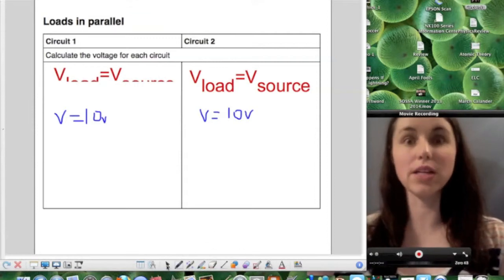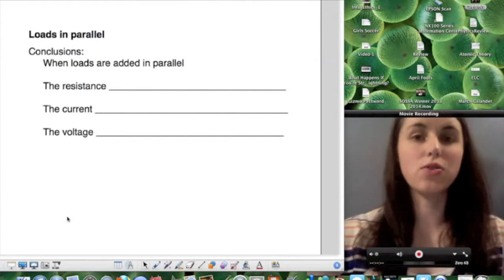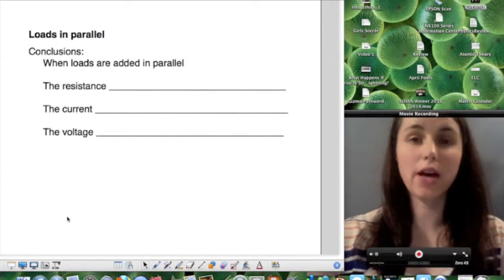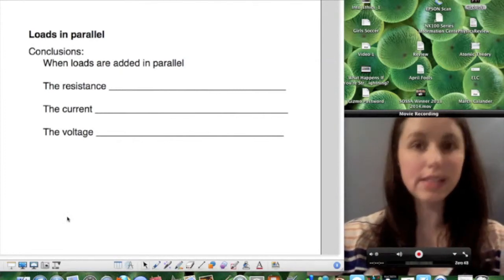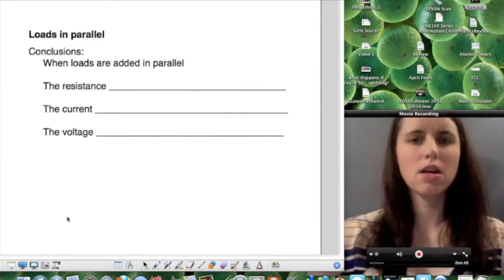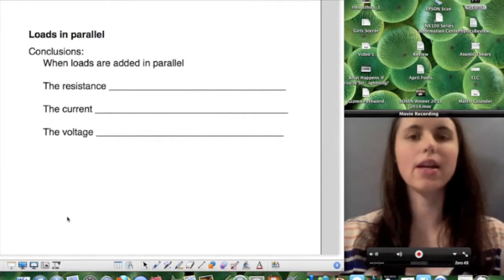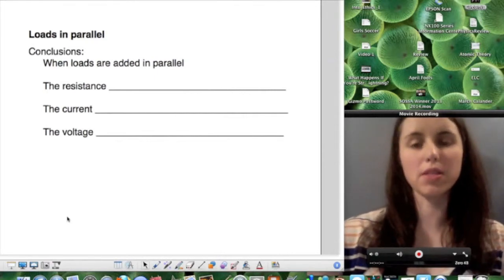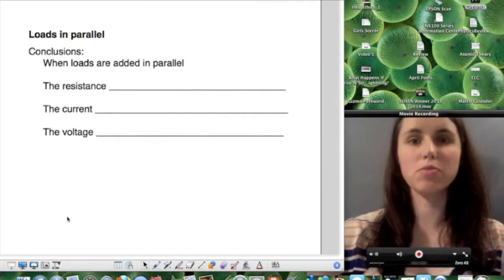All right, so let's look at some overall conclusions. All right, guys, so we're going to look at making some general conclusions now. We've already done the math part, right? We've used the formulas that we learned on Thursday, plug them in, right? And now we're going to take a look at the numbers that we found and make some general conclusions.